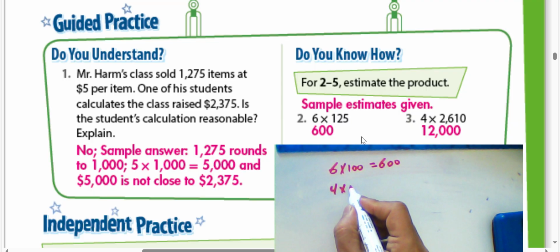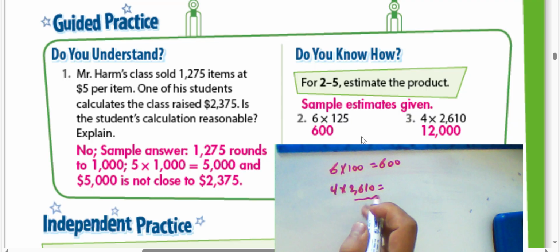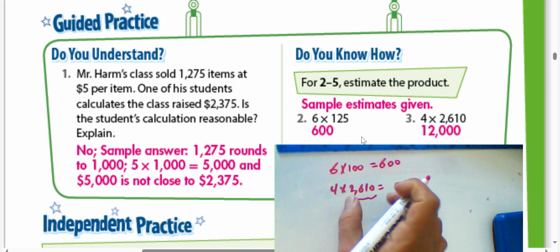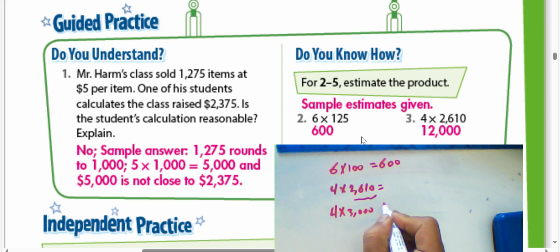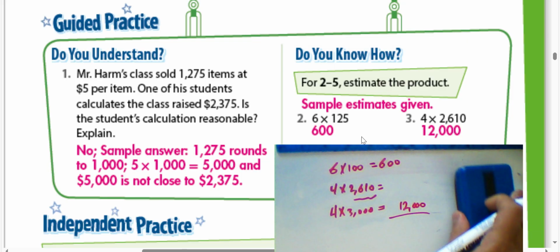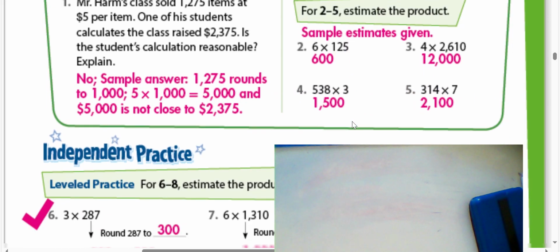And 4 times 2610. This number is nearest to what? 3000, because 6 can give what? 2. This number lies between 2000 and 3000. Then we can write 4 times 3000. Write 3 zeros, and 3 times 4 equals 12. The result will be 12 thousand. Next question.